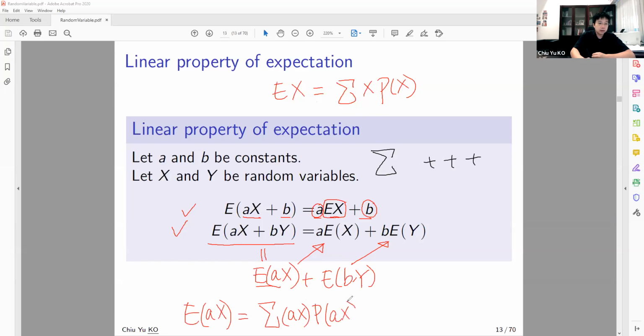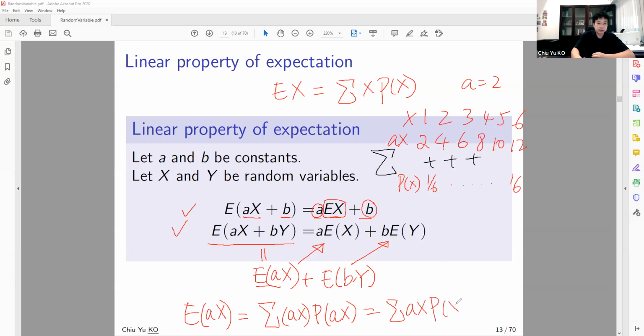Okay? But suppose you have 1, 2, 3, 4, 5, 6, right? A is say 2, okay? So A of x is 2, 4, 6, 8, 10, 12, right? But the probability is the same, right? Because P of x is still 1/6, right? Okay? So that's why you can write summation A of x times P of x, okay?